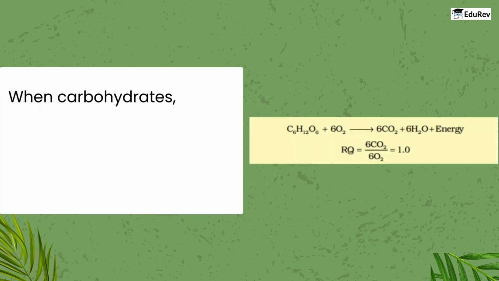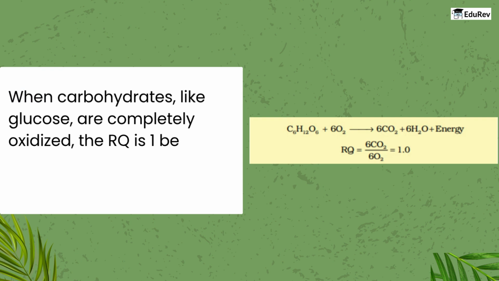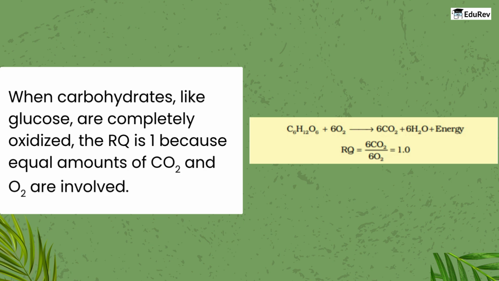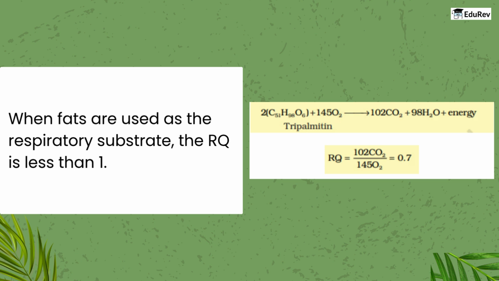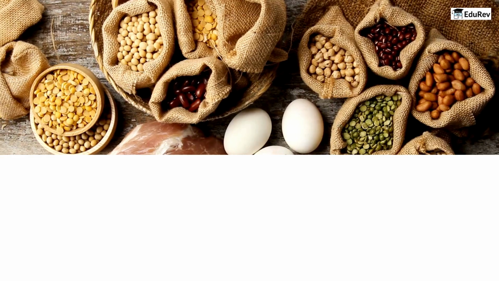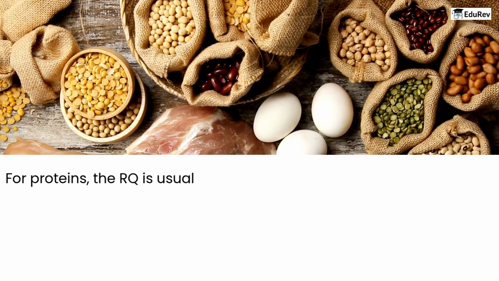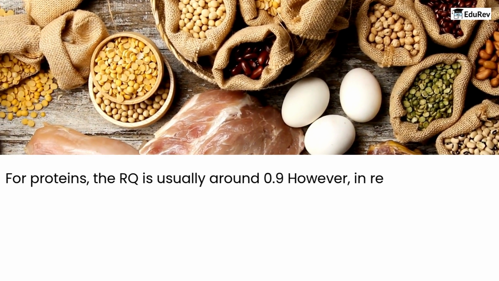When carbohydrates like glucose are completely oxidized, the RQ is 1 because the amount of carbon dioxide produced is equal to the oxygen consumed. When fats are used as the respiratory substrate, the RQ is less than 1. For example, the RQ for tripalmitin, a common fat, is much lower because more oxygen is needed to oxidize fat molecules than the carbon dioxide they produce. For proteins, the RQ is usually around 0.9.